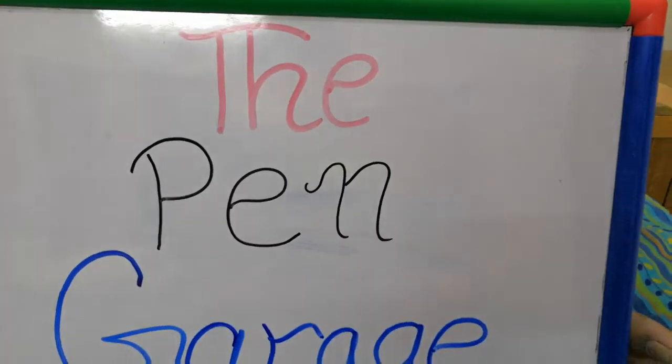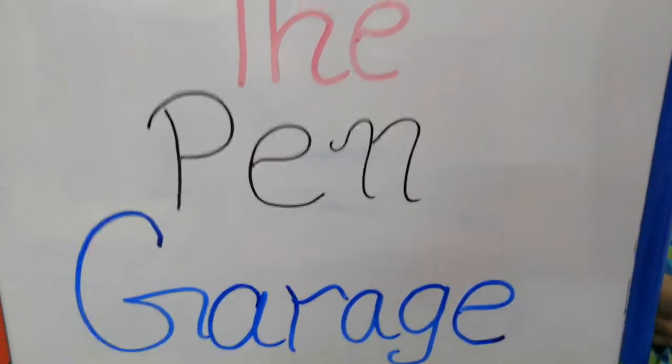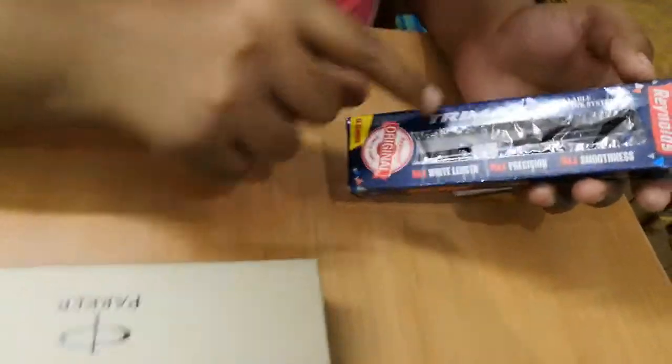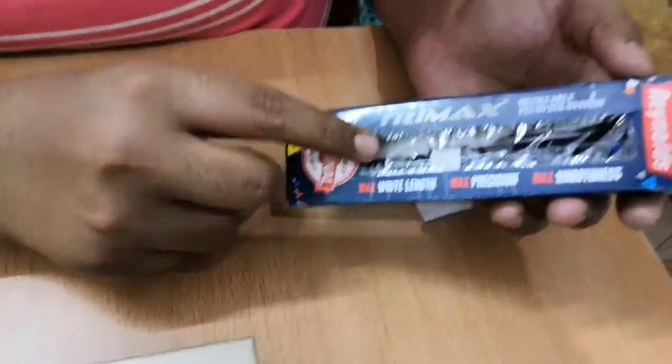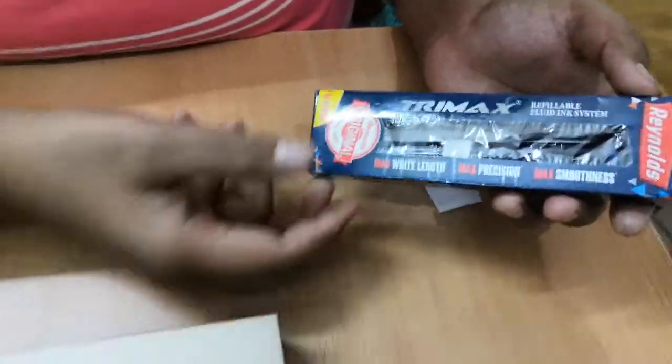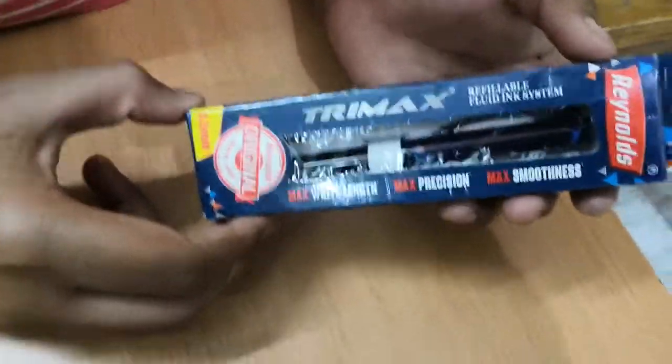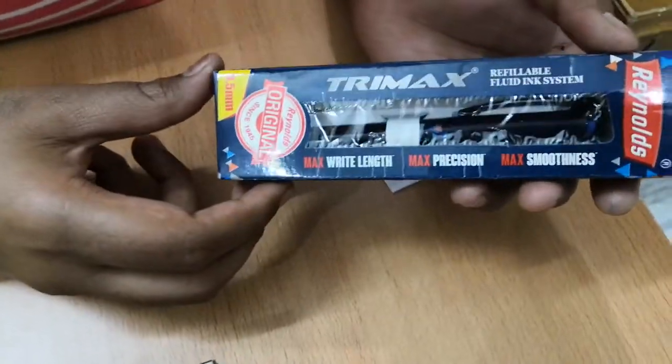Hey guys, I'm back with Pen Garden 26.0. I have a comeback pen, which is the Reynolds Trimax. First, Reynolds had gone away from the market. Rorito came in, Rorito T-Max and Terramax, which I'll show you later.